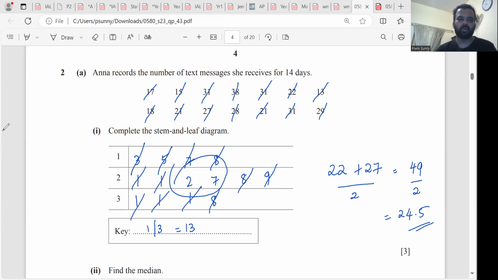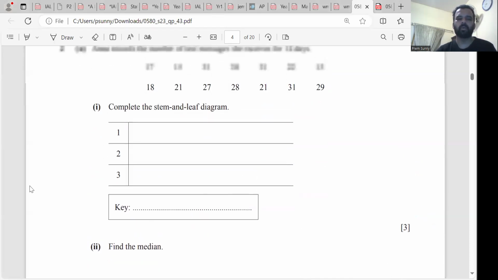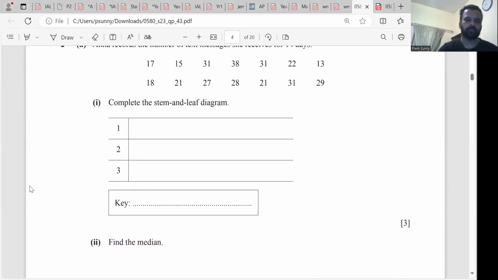And now let's move on to the next one here. The next one is to find out the mode. So to find out the mode here, we can see that mode is the most repeated term. So the most repeated term here is 31, because 31 is coming 3 times. So the mode will be 31.